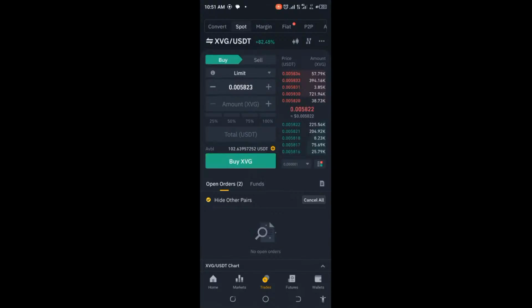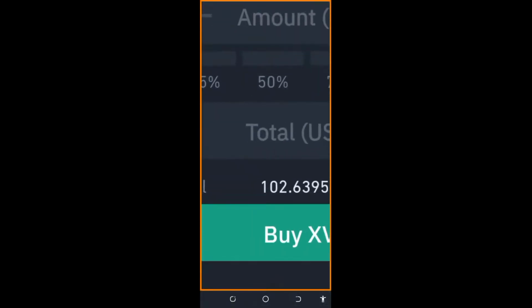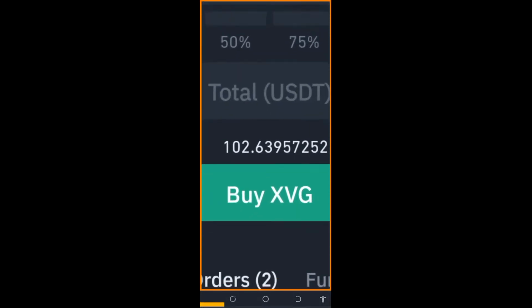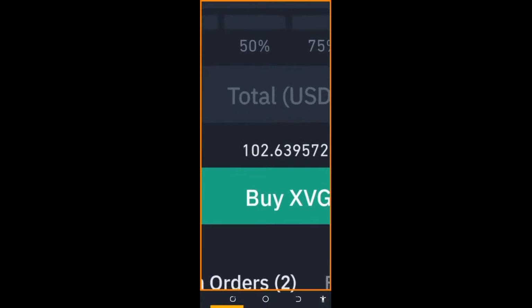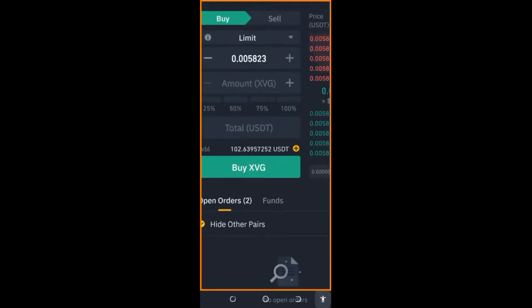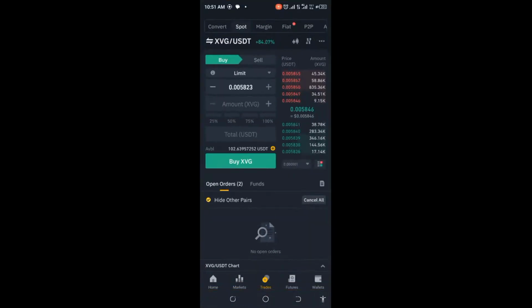Wow, woo! It has already executed. And can you see what I can see here? We made 102.63. That's almost $2.64. That's good. Really good. Now, let's take a look at the charts.